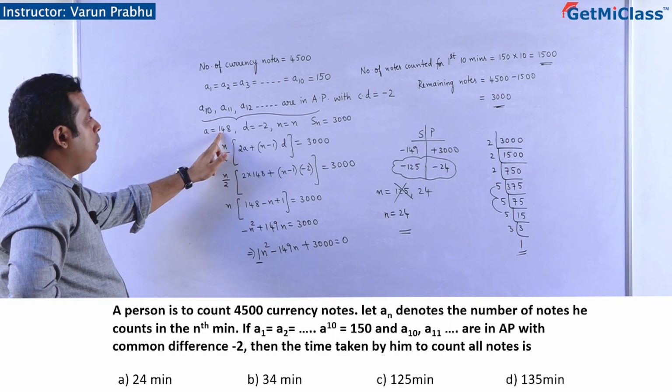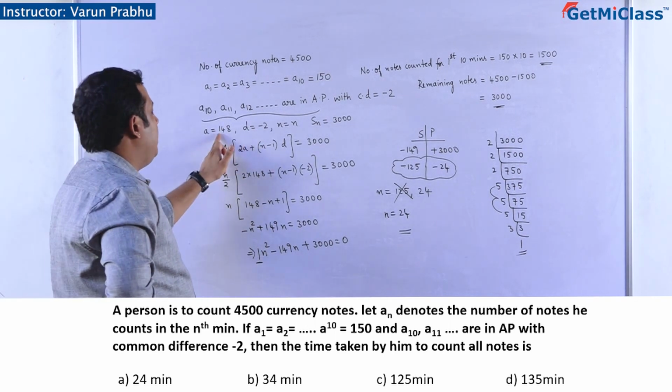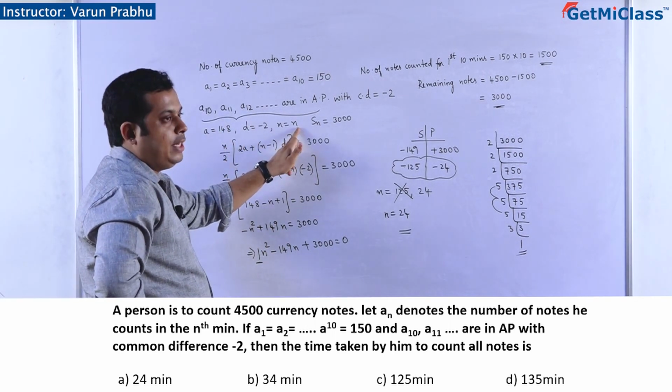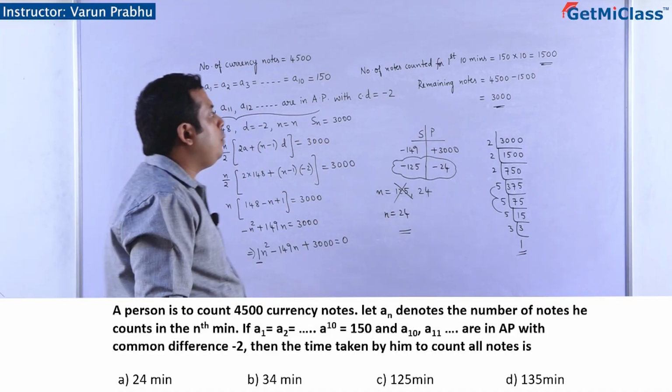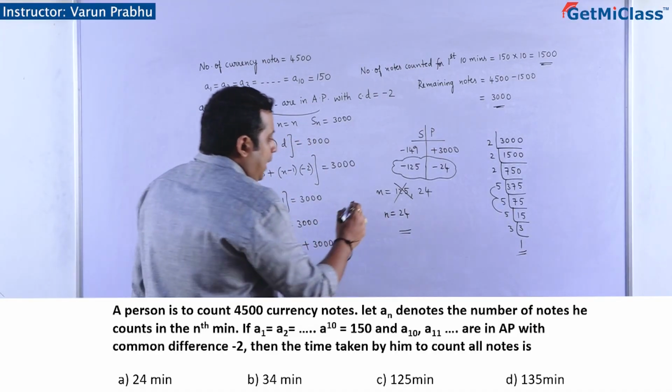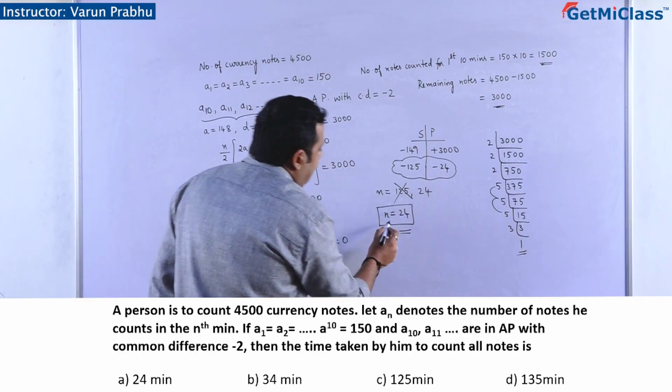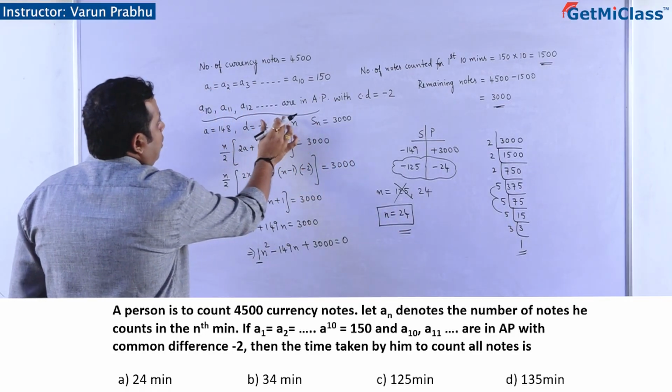Even if you take N is equal to 125 terms, with the common difference of -2, you will get the entire progression with a negative sign. You cannot count a negative number of notes. That is the meaning of it. So N is equal to 24 you will take. So this person is taking 24 minutes in this particular arithmetic progression.